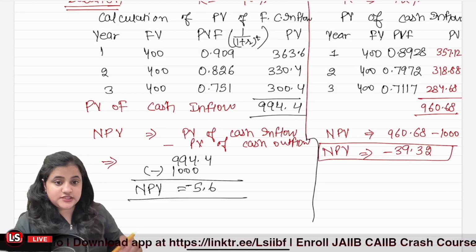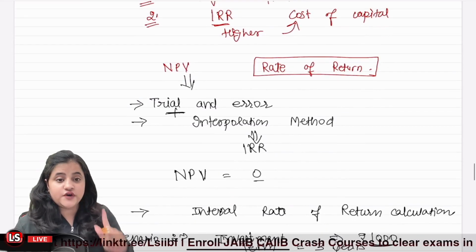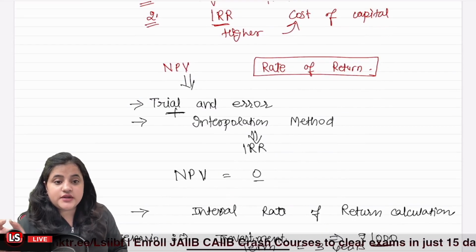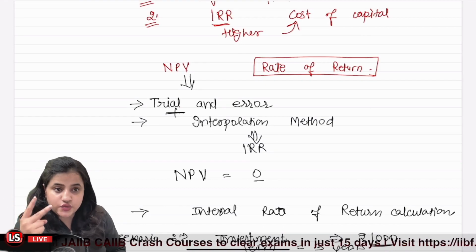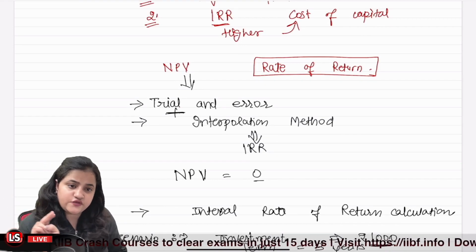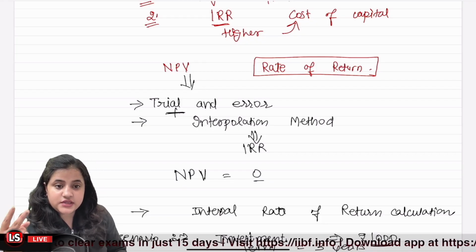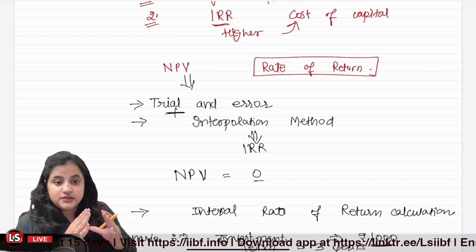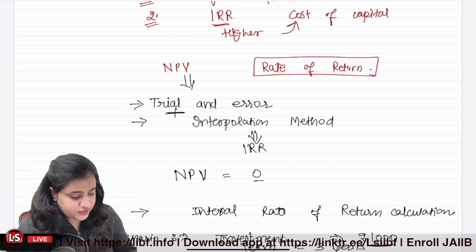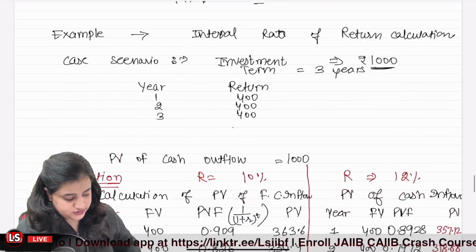So from this we take the next step. Remember I told you it is a two-step approach. First we have to calculate trial and error NPV. For that we can take any two rates, preferably 10 or 15%. And after calculating NPV by these two rates, the next step is calculating the real internal rate of return by interpolation. Now, how do we do this interpolation? Let's see that.